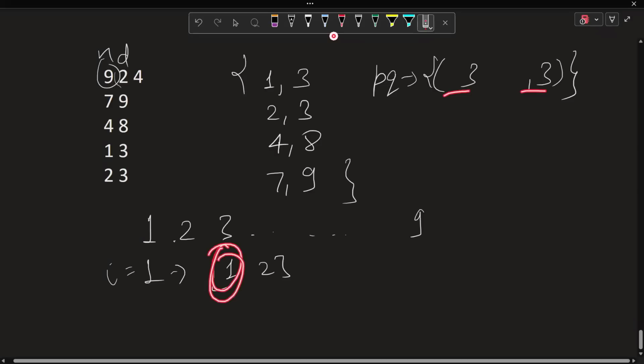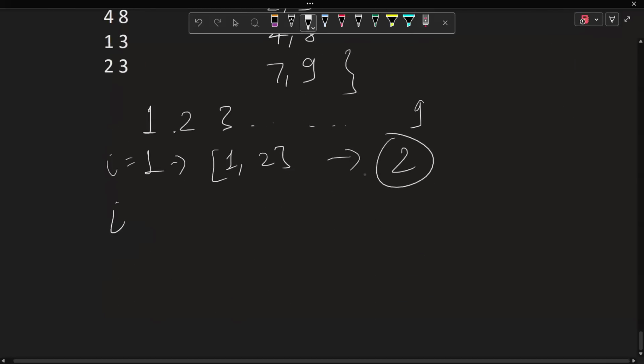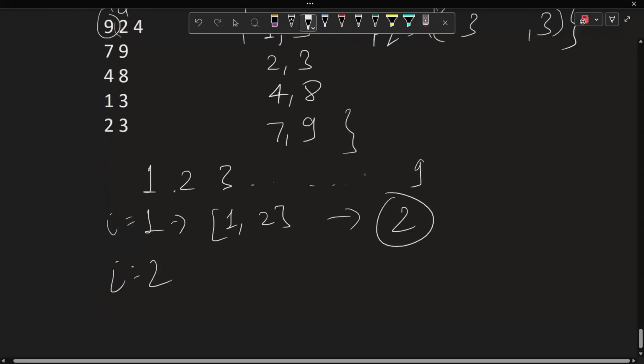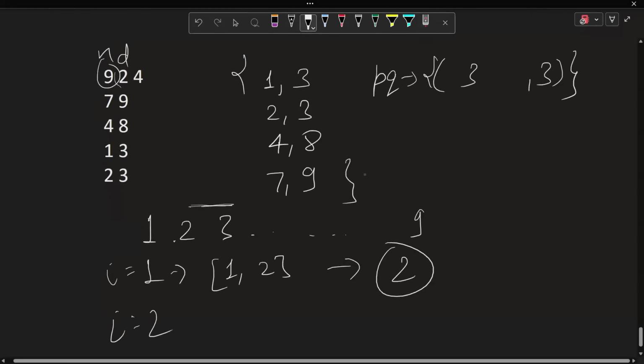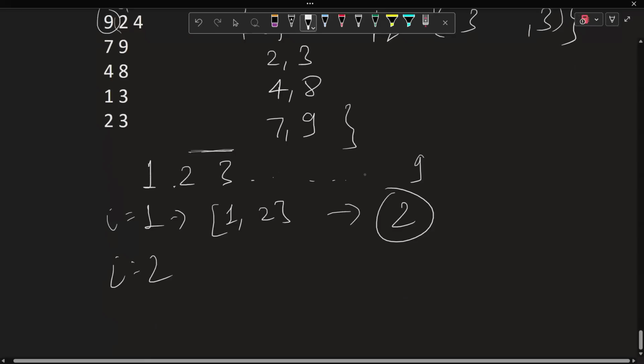Since my starting point is 1 here, all those ranges which are before this would be removed, but there is nothing before this. So at i equal to 1, for the range between 1 and 2, there are two elements in my priority queue, this and this. So basically for this, there are two ranges which are overlapping. Now I would move to i equal to 2. So i equal to 2 denotes this range from 2 to 3.